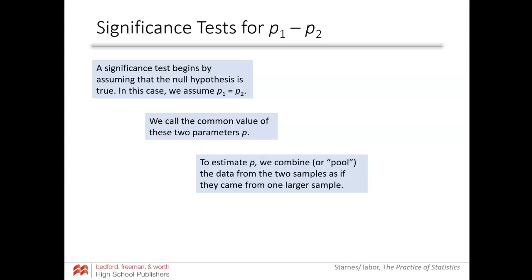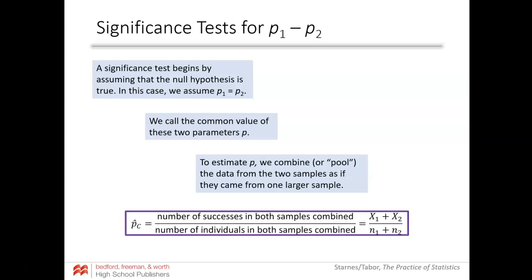And the logic of how we combine them makes a ton of sense. So if we assume that P1 and P2 are the same, then we should be able to just add up the number of successes from both of the samples and divide it by the number of individuals in both samples. So just make like a massive new super improved proportion, if you will, a combined proportion.